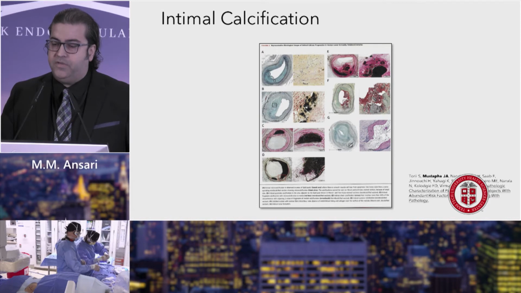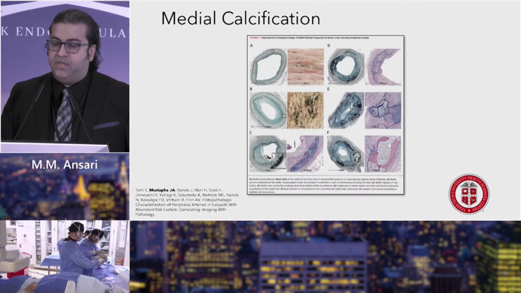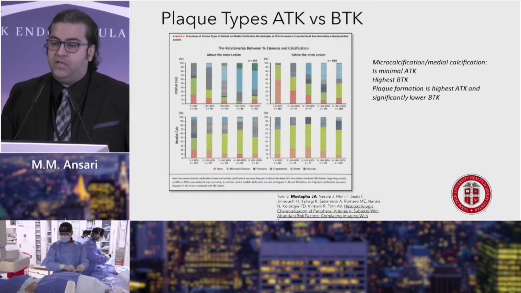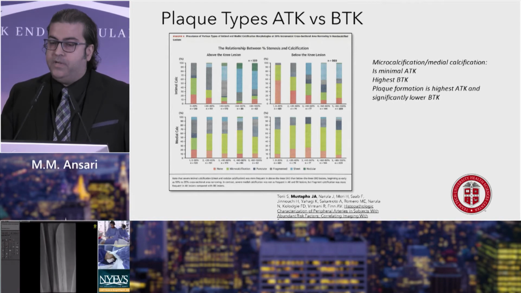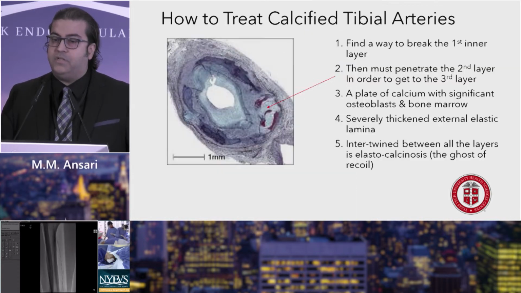You see literally osteoblast bone formation and bone marrow formation in the vessel wall. And these are pictures of the intimal calcification that show the same thing. The black dots show you the osteoblasts. There are 3 layers of calcification over there, and in order to get from one to the other, you have to crack the first shelf in order to get to the third shelf. That's why absorption has been an issue. The plaque types are completely different above the knee versus below the knee. Microcalcification is minimal in the ATK but highest in the BTK, while the plaque formation is the other way around.